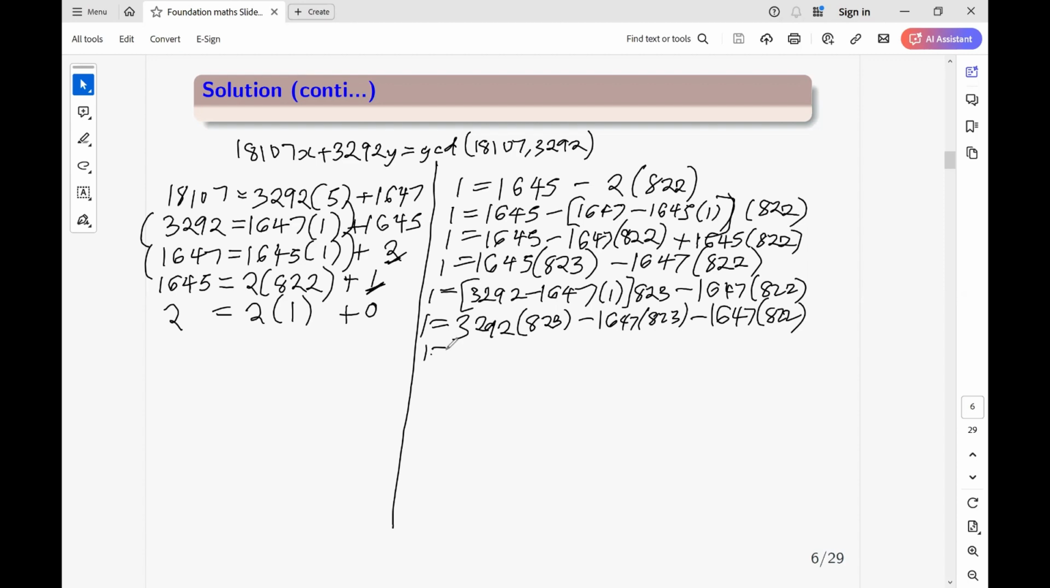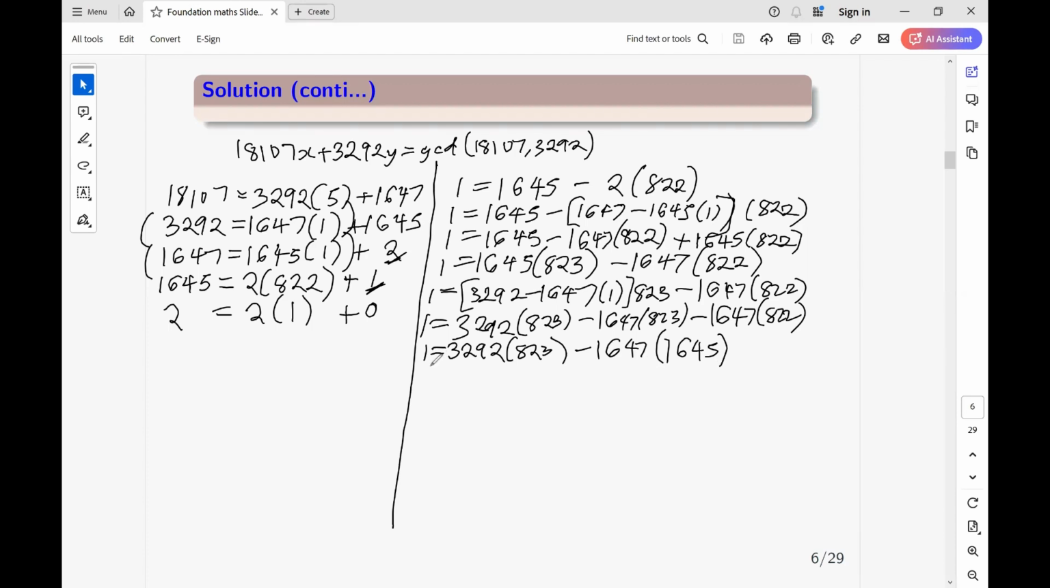It's going to be 3292 times 823, and then minus 1647. Now 823 all together. We're going to get 1645. Okay, now we're going to substitute the 1647 part of the equation using this part.